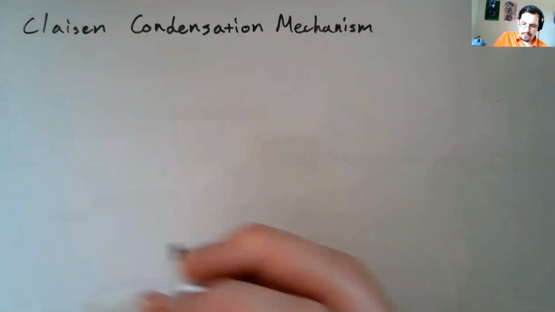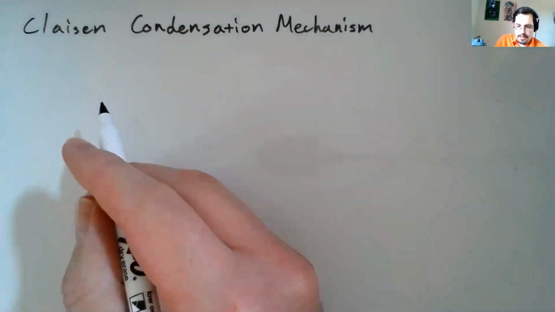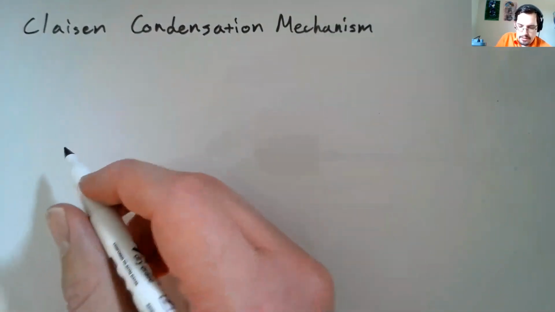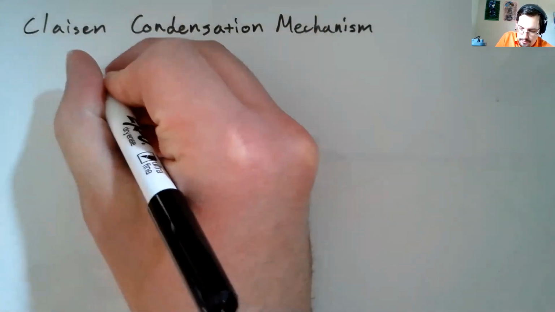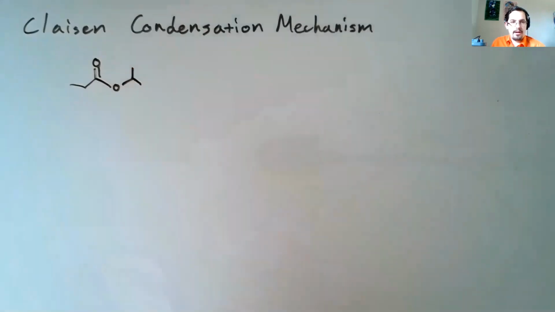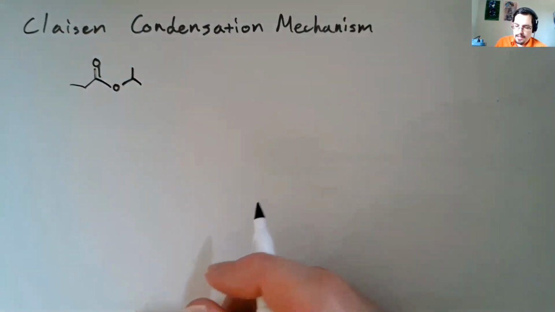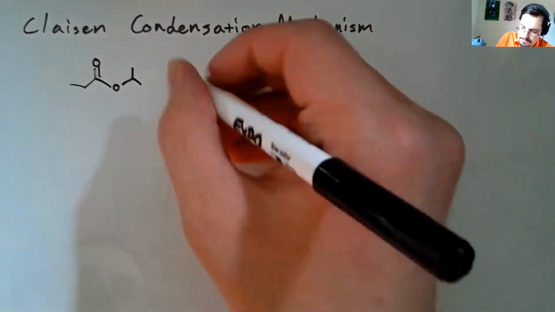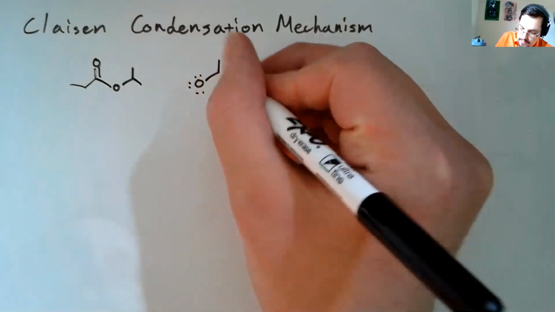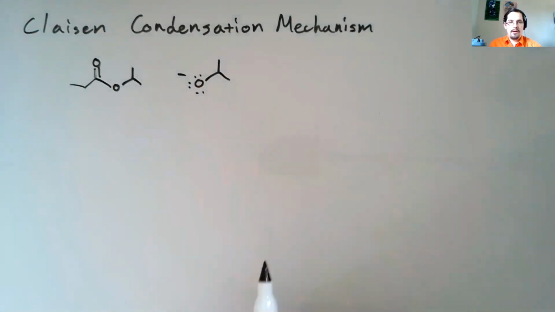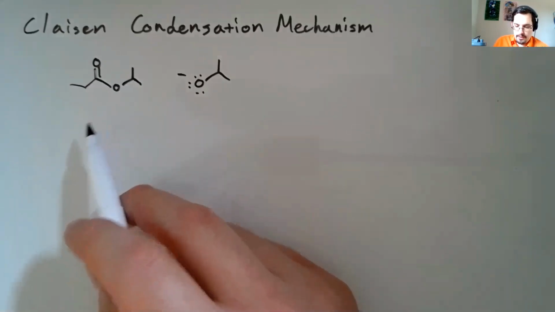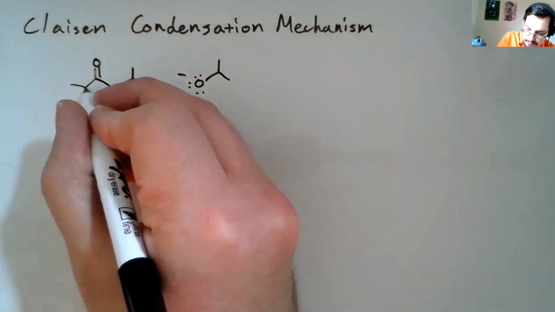Hello, everyone. In this video, we're going to look at the Claisen condensation mechanism. This is a reaction similar to our aldol addition reaction, but it occurs with our ester. So we'll start out with an ester instead of our carbonyl, and we're going to react it with an alkoxide. We're using our alkoxide as a strong base in order to deprotonate our ester and form the enolate.